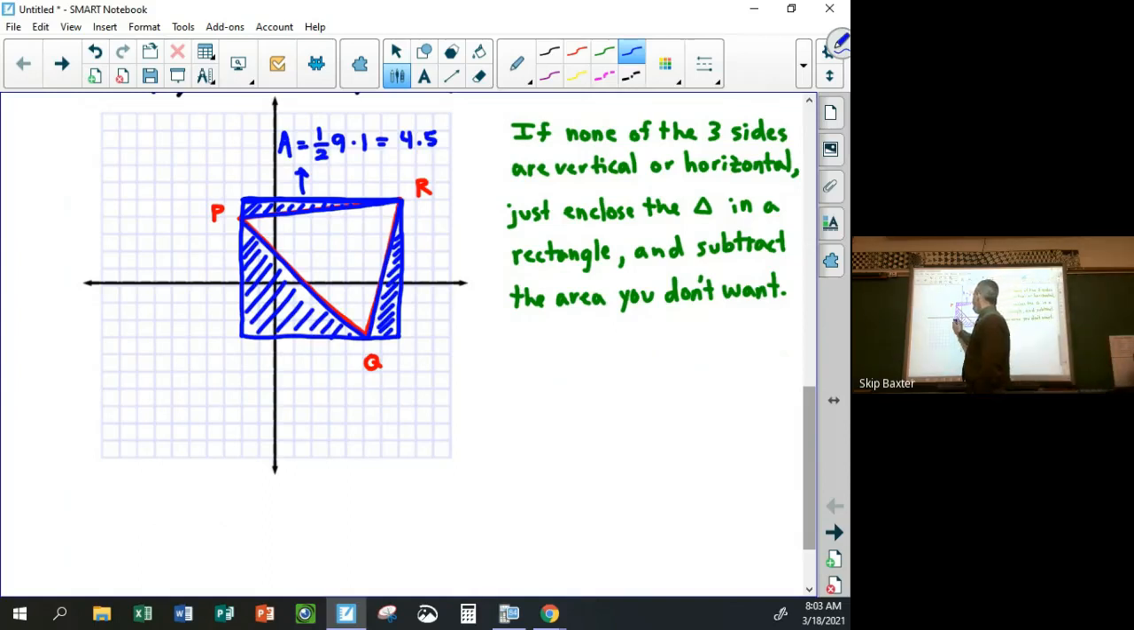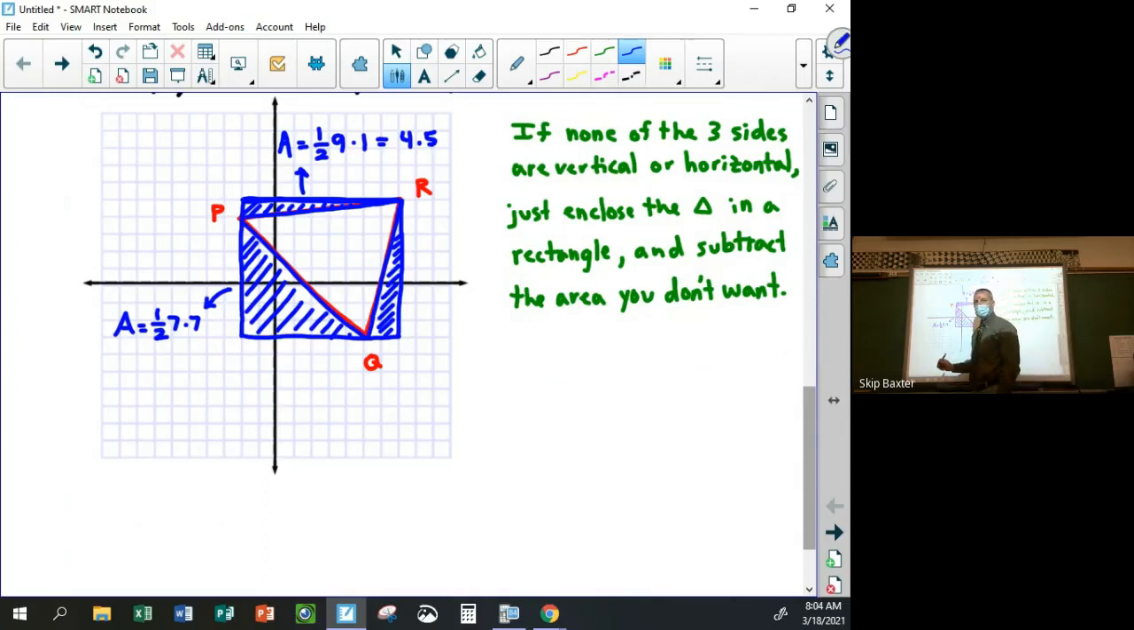And this triangle here on the left, its area is 1/2 base times height. The base is 1, 2, 3, 4, 5, 6, 7, just counting squares. The height is 1, 2, 3, 4, 5, 6, 7, just counting squares. I multiplied 7 times 7, so it's 49.